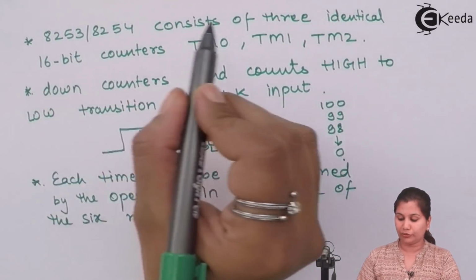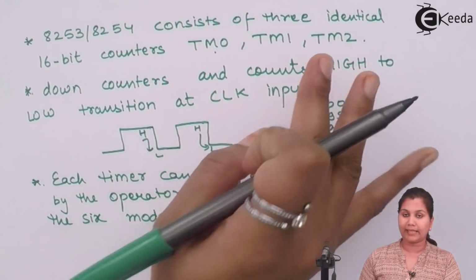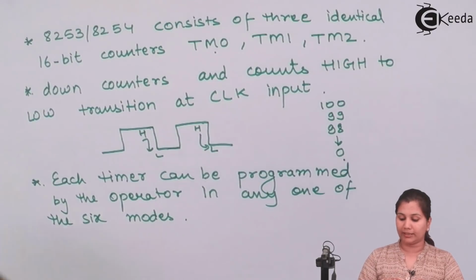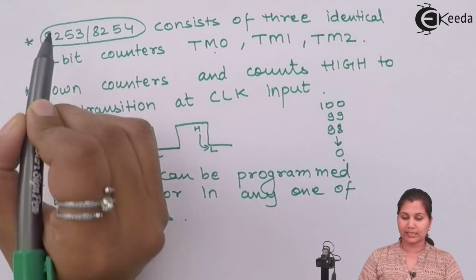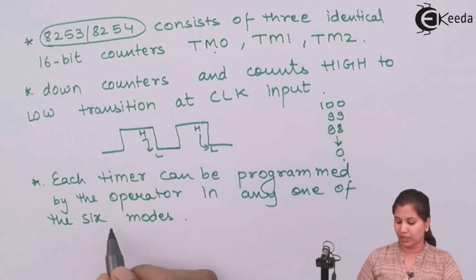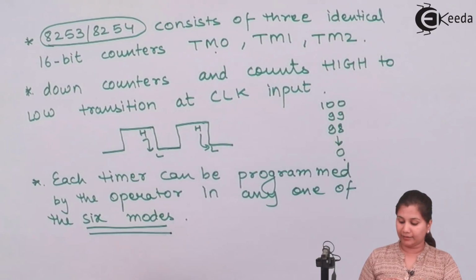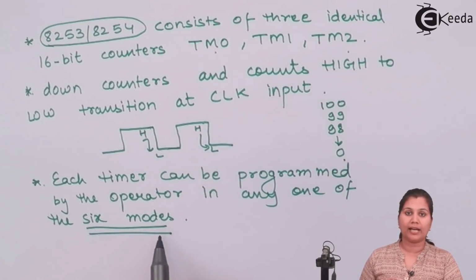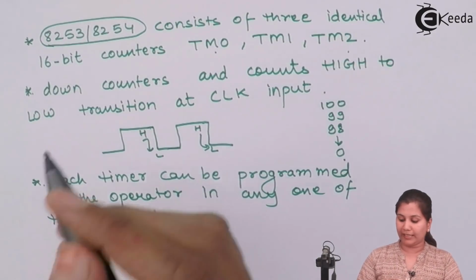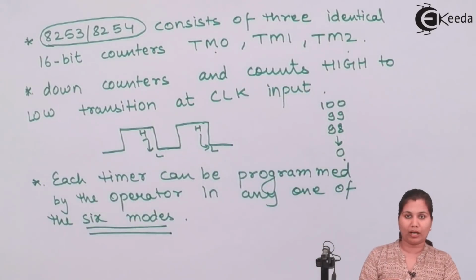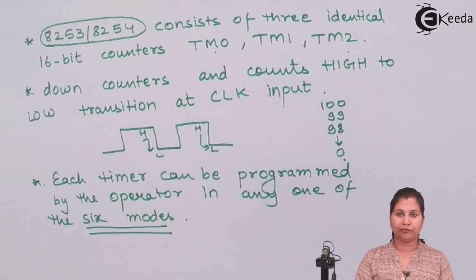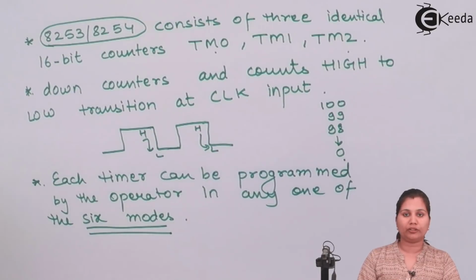Now as it has three counters, these three counters can be operated in any of the 6 modes of 8253. The 8253 and 8254 timers have 6 operational modes, and the three timers can be operated in any of the 6 modes independent of each other. Like if TM0 is working in mode 1, it is independent from the other two timers, which may be working in different modes. The functioning of each timer is independent of the others.